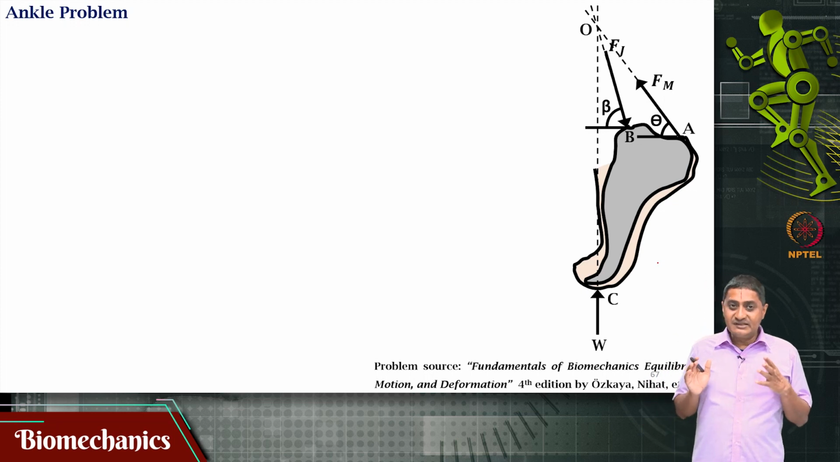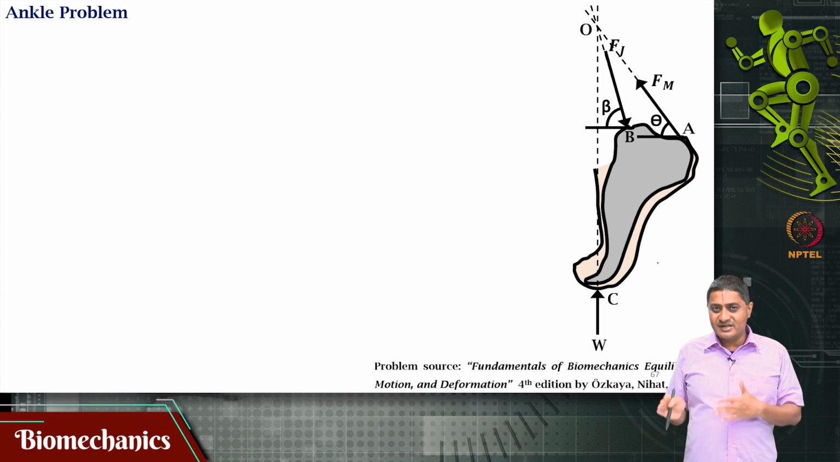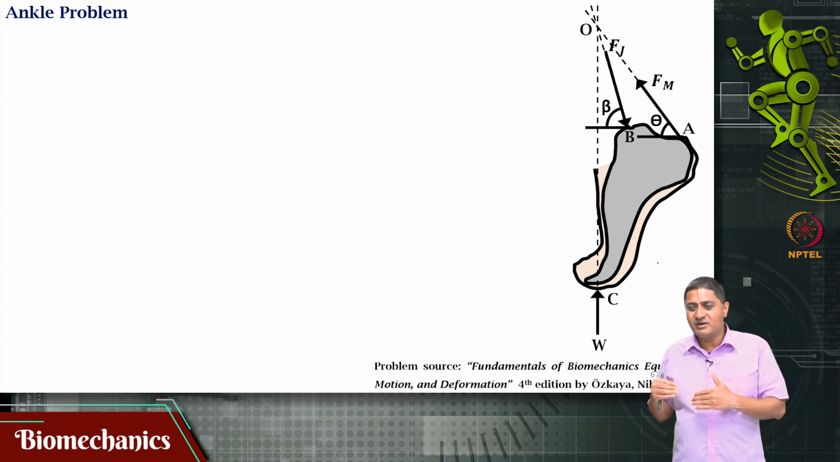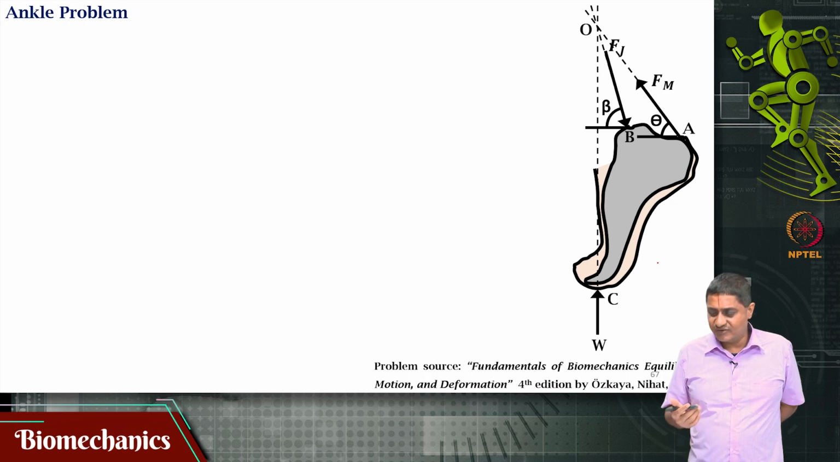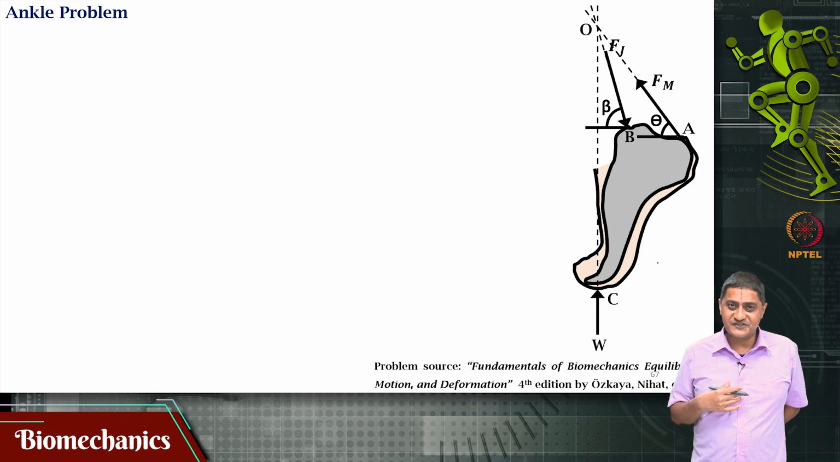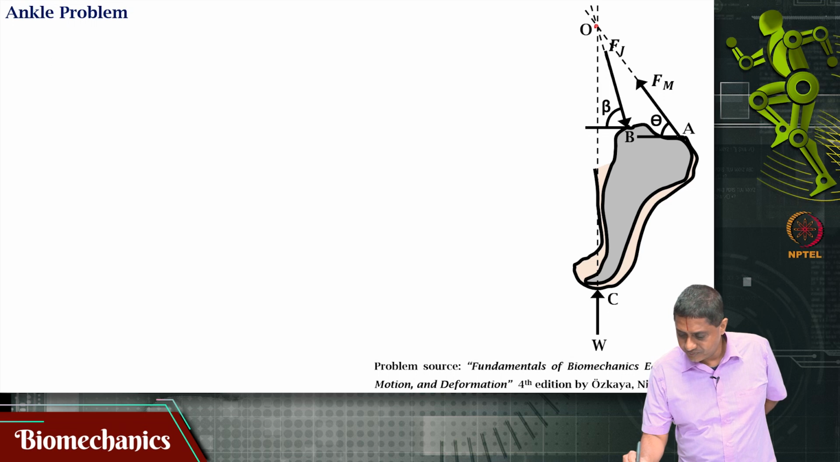I know some of you are a little uncomfortable with this, but please bear with me, and then you will slowly realize after we solve the problem, and then you will be convinced. So, these three forces Fj, Fm and W form a 3-force system that are intersecting at that point O.